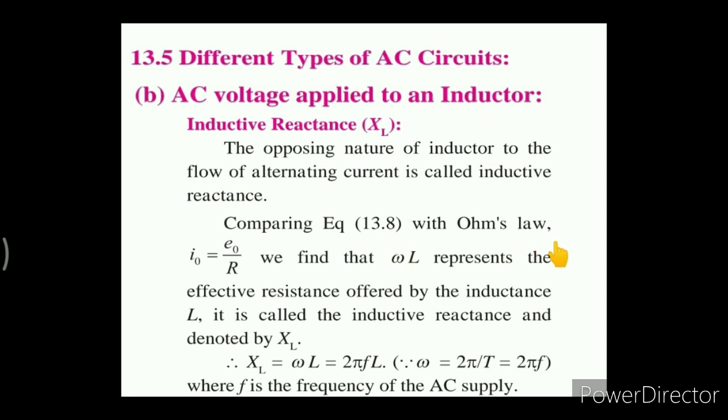By comparing this equation with Ohm's law, which is I0 is equal to E0 upon R, E0 upon omega L means that omega L represents the effective resistance offered by the inductance L, and hence it is termed inductive reactance. So here we get XL is equal to omega L, which is equal to 2 pi f into L. Here we can conclude that the role of omega L is similar to that of the resistance in an ohmic circuit.